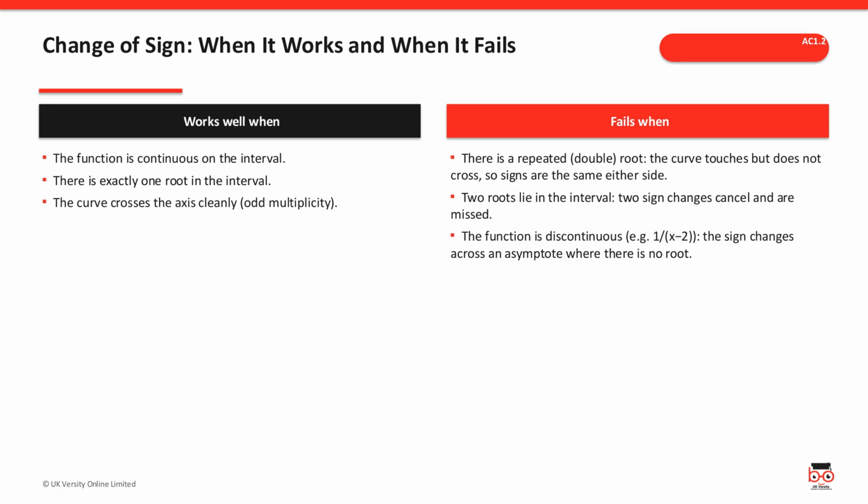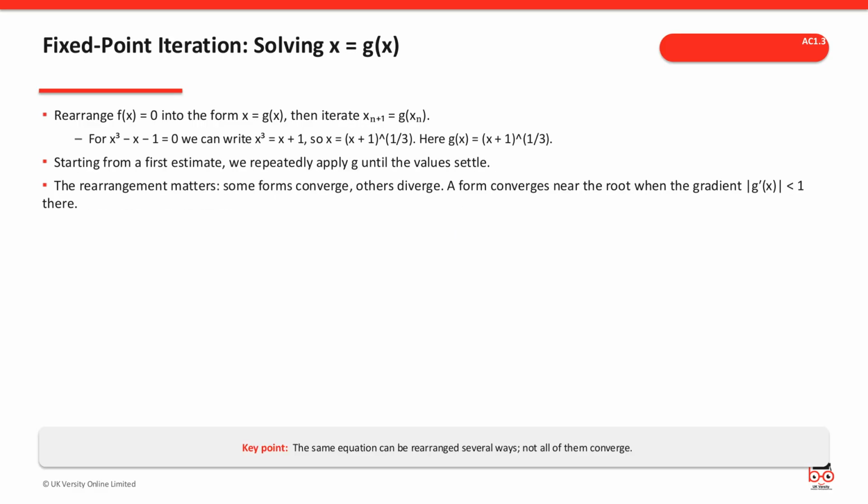And watch for discontinuities. Something like 1 over x minus 2 flips sign across its asymptote, where there's actually no root at all, so always sketch the function first. Let's bring iteration back and make it more general.